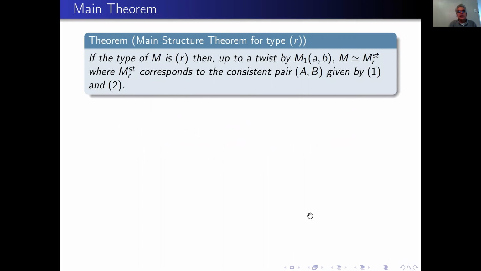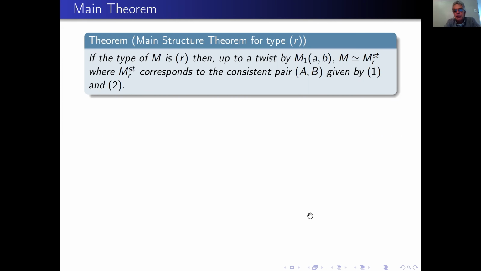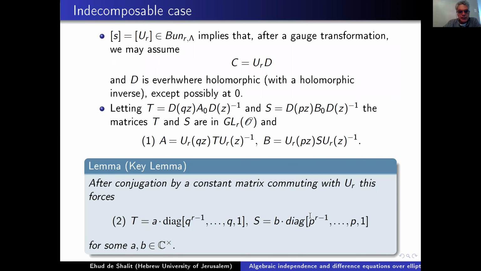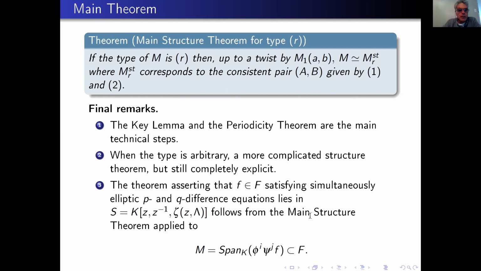And this tells us that in this case where the type is R, and the vector bundle was indecomposable, up to a twist by M1AB corresponding to these A's and B's that you see here at the bottom, M is a certain standard module that corresponds to the consistent pair AB given by this equation in the key lemma. And we did it actually. This was the example that I gave you in the rank 2 case.